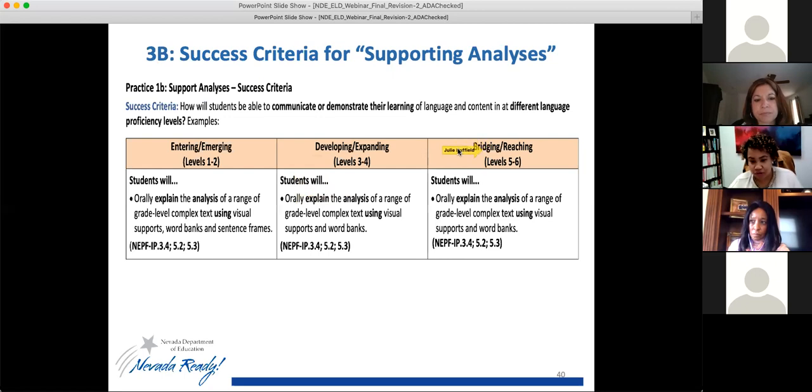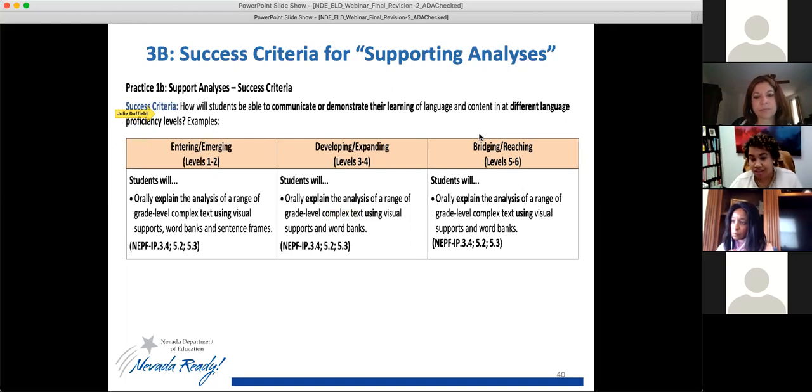And so if you're anything like me, I looked at both of those levels, right? The developing and expanding, and then the bridging and reaching, and you might notice that they look the same. So just know that the difference would be the elaboration that a student is able to provide, and then also the complex sentences that they would be able to provide. So this would again be the output, right? This will be what the students are able to produce.